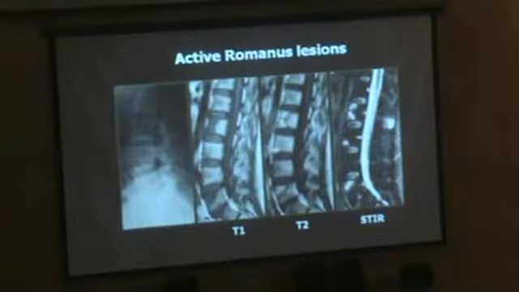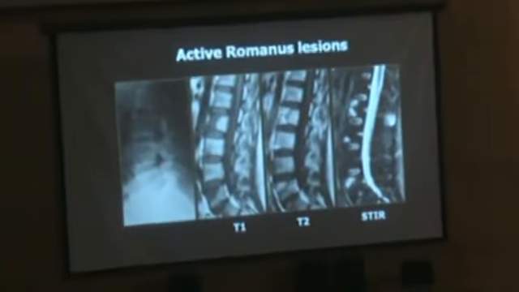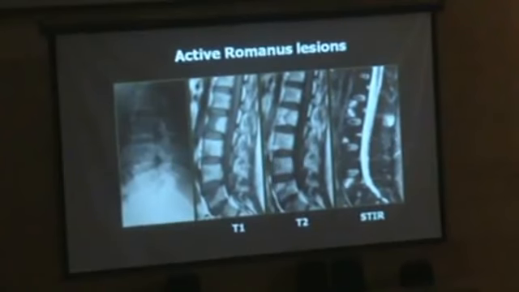But when we see the MRI, the T1 and T2 sequences, we see areas of low signal intensity on T1 and high signal intensity on T2 and STIR, indicating inflammation in the anterior corners of the vertebral body. So this is active Romanus lesions. We have inflammation going on in the spine.